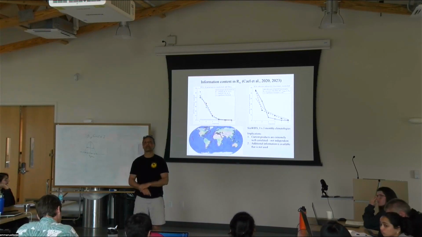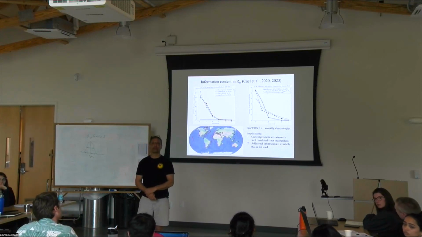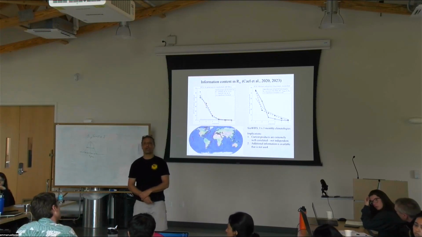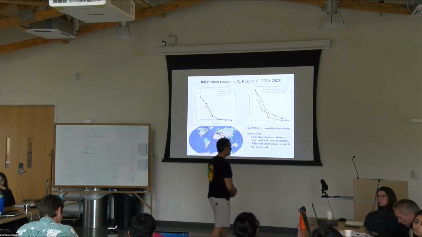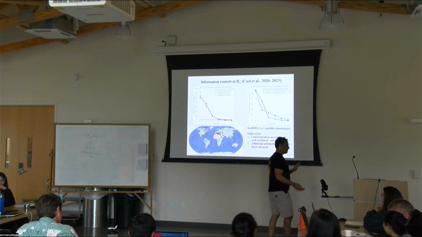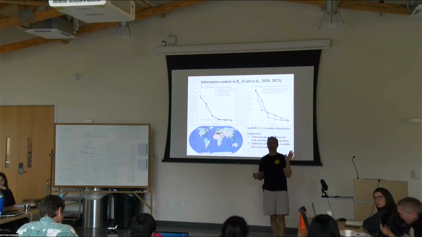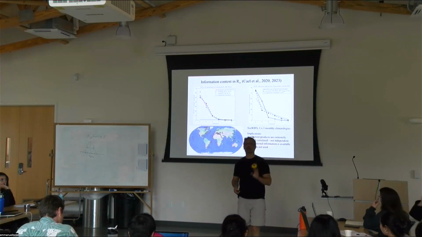I'm just curious, is this the right way to think about information content? It's linear dimensionality reduction. I don't know a better way, necessarily. Yeah, you're absolutely right. This is one way to do it.